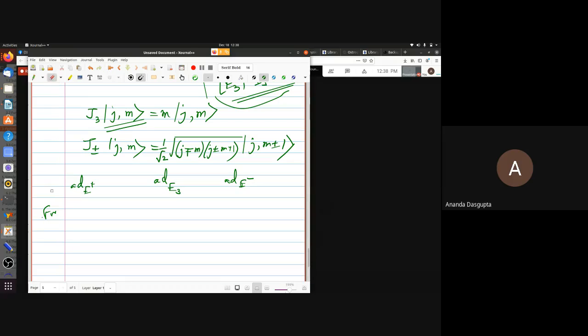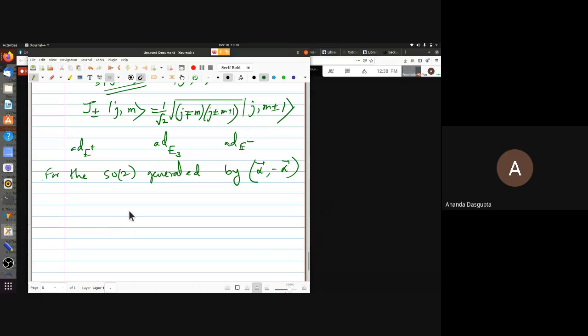So instead of trying to clutter up the notation by putting an alpha somewhere, I'm just going to write for the SU2 corresponding to the alpha and minus alpha, this pair. Then what is E alpha? ad E3 acting on E alpha. How much is that?